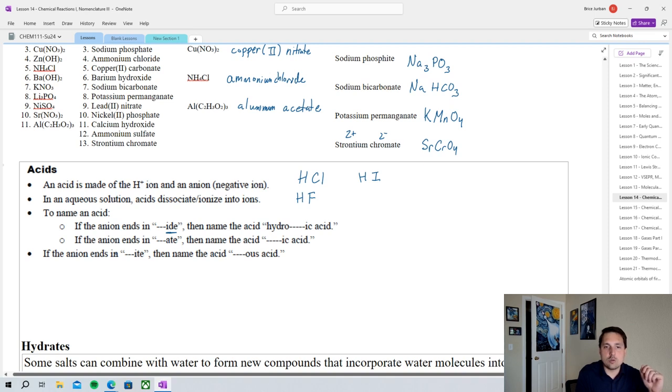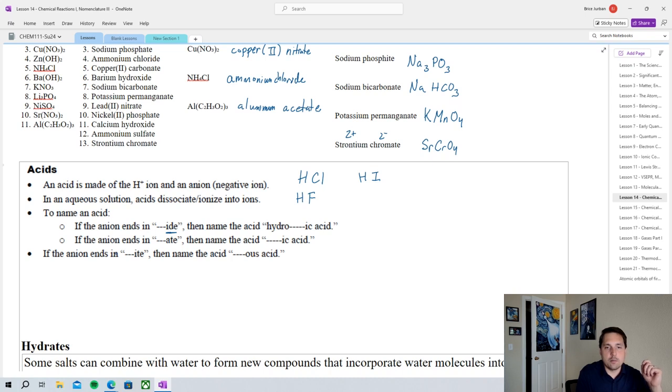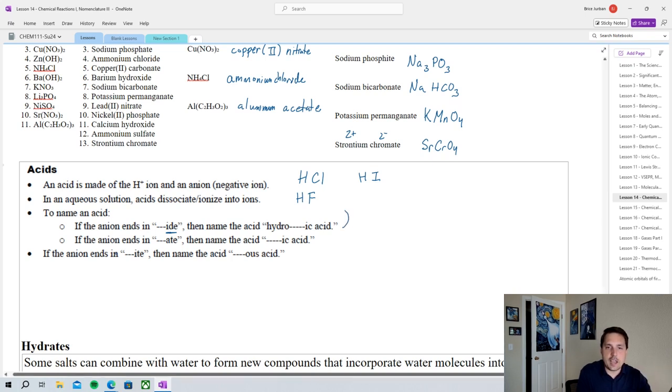So hydrochloric acid, hydrofluoric acid, hydroiodic acid. So these are like this first category here. These are the simplest ones.